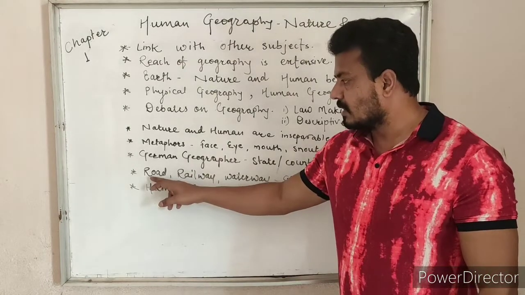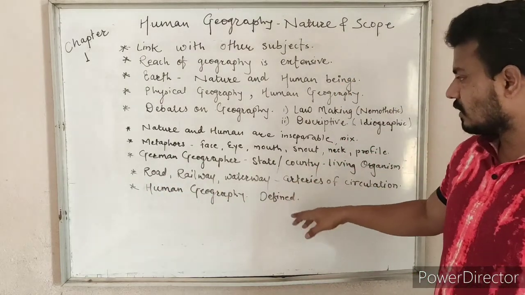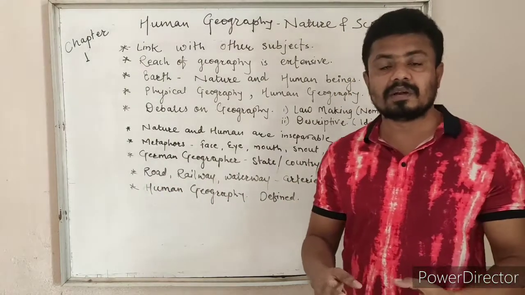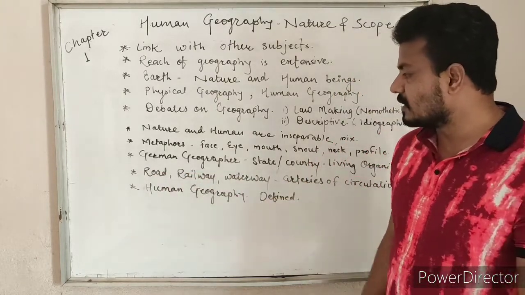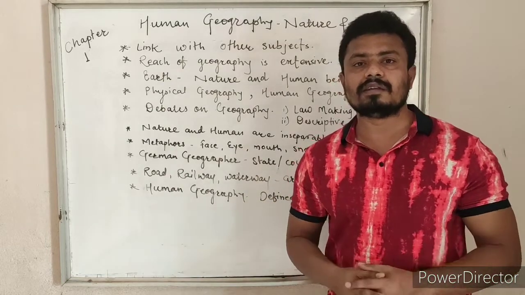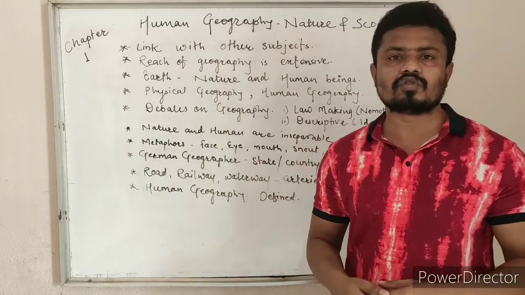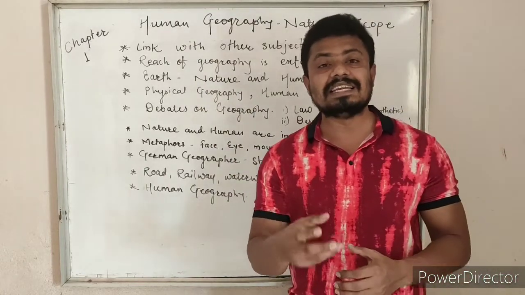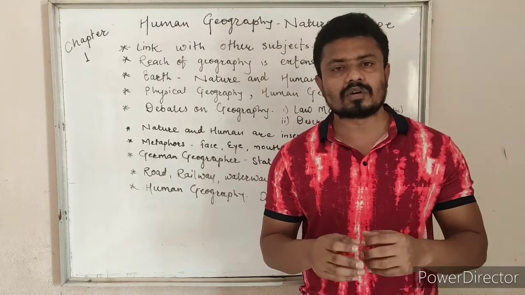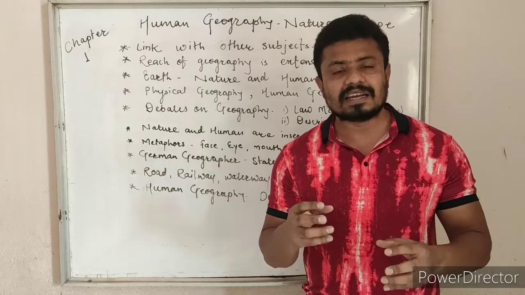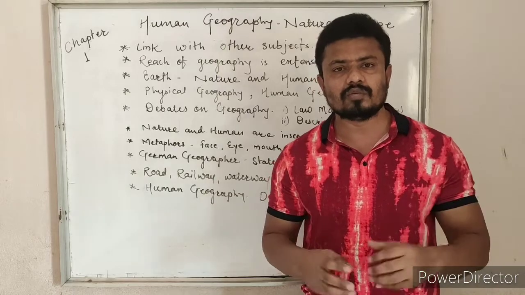Now next, there are numbers of means of transportation we are using regularly, like road, railway, waterway. These are the arteries of circulation, like blood circulation, where we have veins. So these are also very important in the field of a country. Finally, what should we define about human geography? This is the introduction first of all. Human geography is a subject which deals with physical features and human features. Human geography is a subject which creates relations or interaction between physical features and human features.